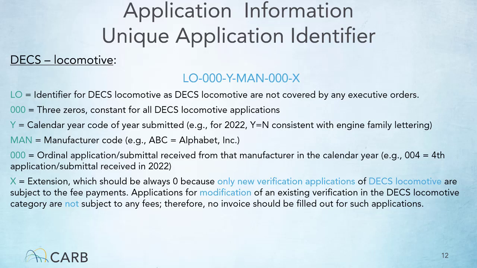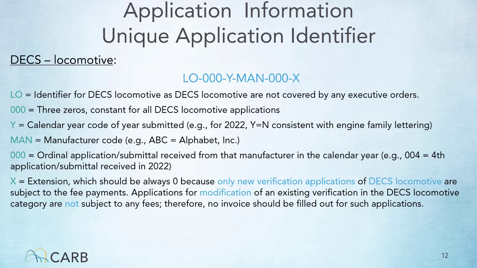Y is the calendar year code of year submitted. For example, for 2022 submitters, Y is equal to N, consistent with EPA engine family lettering. MAN is the manufacturer three-letter code assigned to you by CARB. For example, it may be ABC for Alphabet Incorporation.